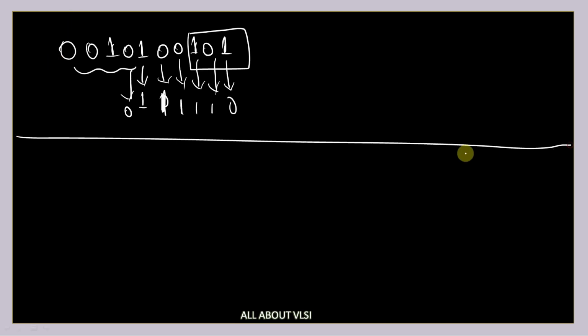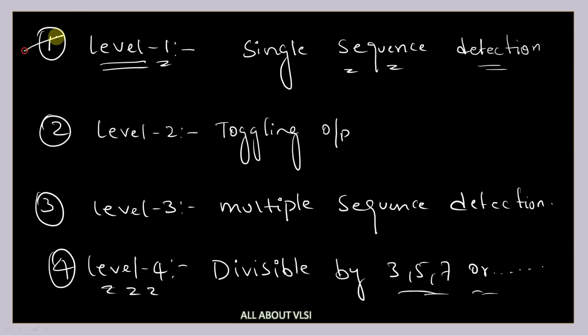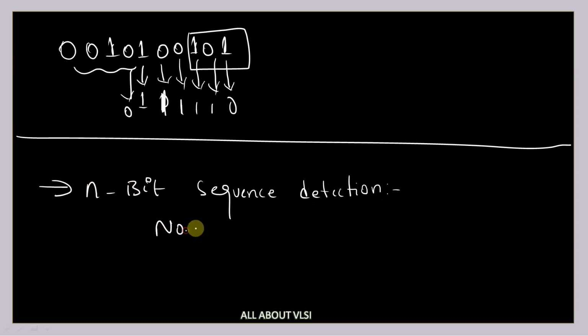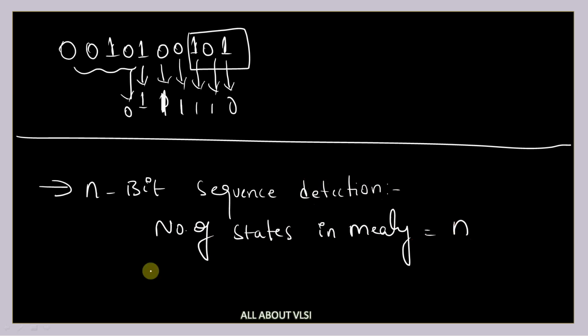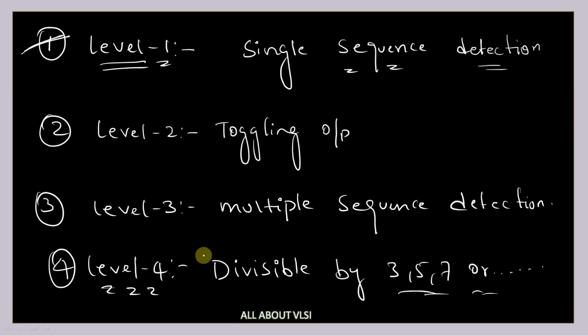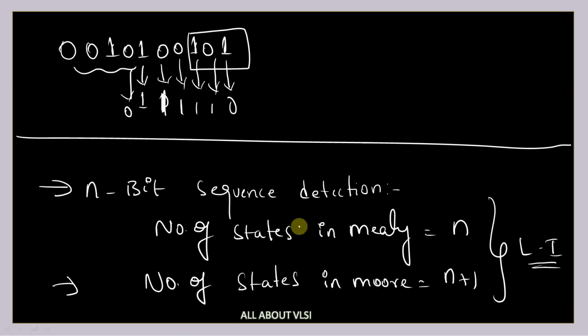This is only applicable for level 1 set of problems. I will write down here: for n-bit sequence detection, the number of states in Mealy is equal to n, whereas the number of states in Moore is equal to n plus 1, and this is only the case for level 1. In level 2, level 3 and level 4, there is no compulsion that you will get the same thing.